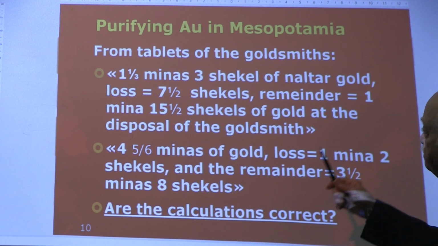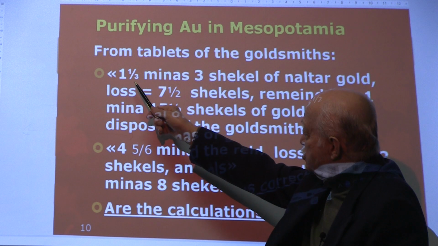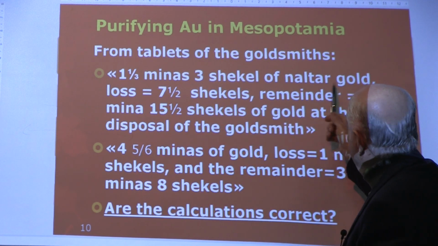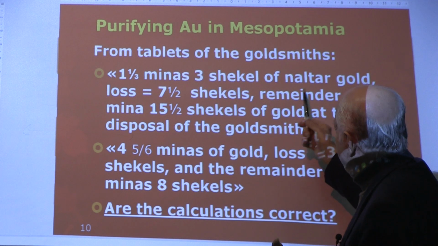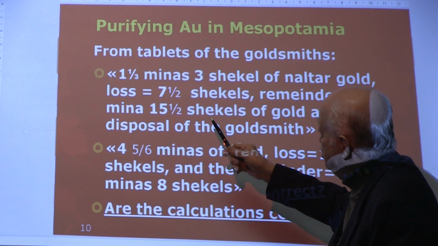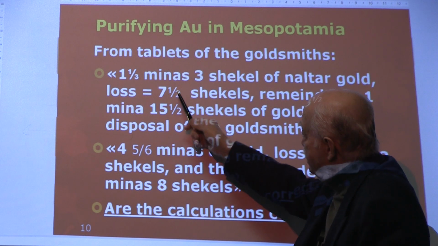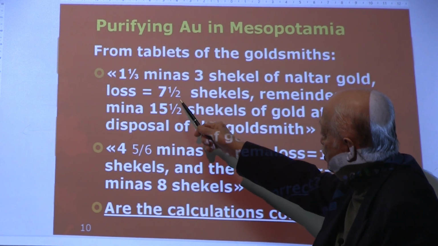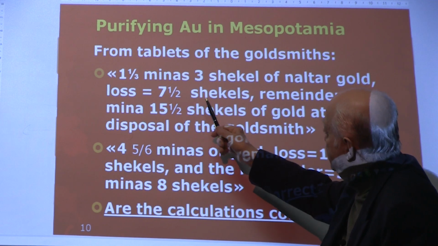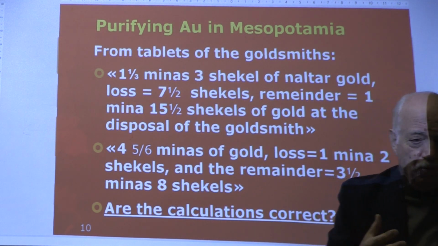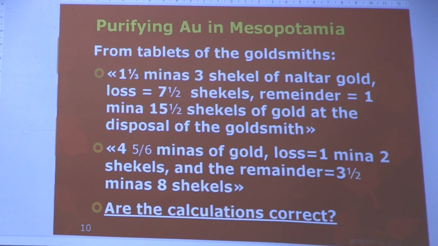He says, 1/3 mina and 3 shekels of naltar gold. It's probably that naltar is a kind of definition of a kind of gold, but it says the loss is 7.5 shekels. When you smelt the gold, you lose some of it, because gold is not 100%. So smelting means that you will lose. If you start with 10 minas, you may end up with 7, or 7.5, or 8 minas, depending on the purity of the gold. If it has a lot of copper, then you lose a lot.